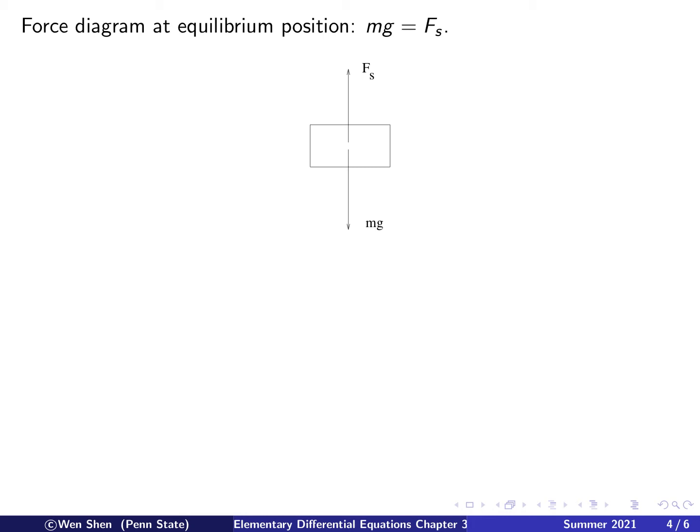Now if it is at an equilibrium for the mass, then the total force shall be 0. That means how much is pulling it down must match how much is pulling it up. So mg equals F sub s.